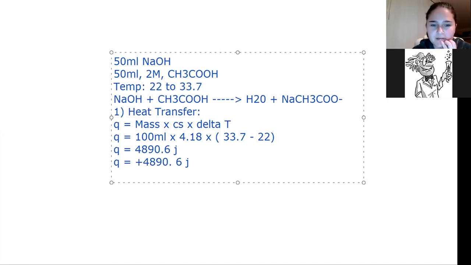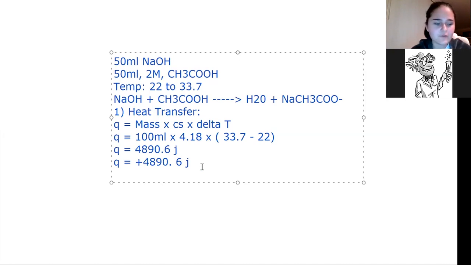I'm just reading my textbook quickly, and it says that if you're increasing in temperature, your Q is still going to be negative. We've got a discrepancy. Let's double check. Yep, so it's endothermic. Interesting.